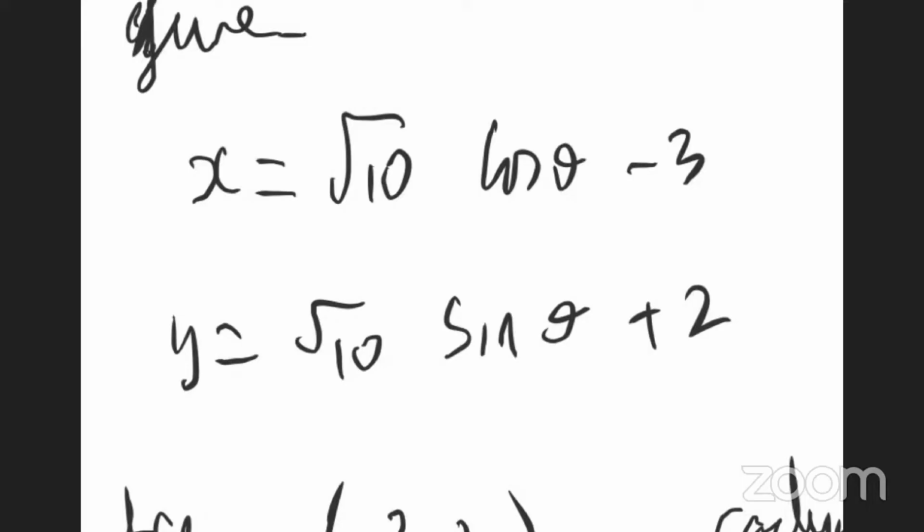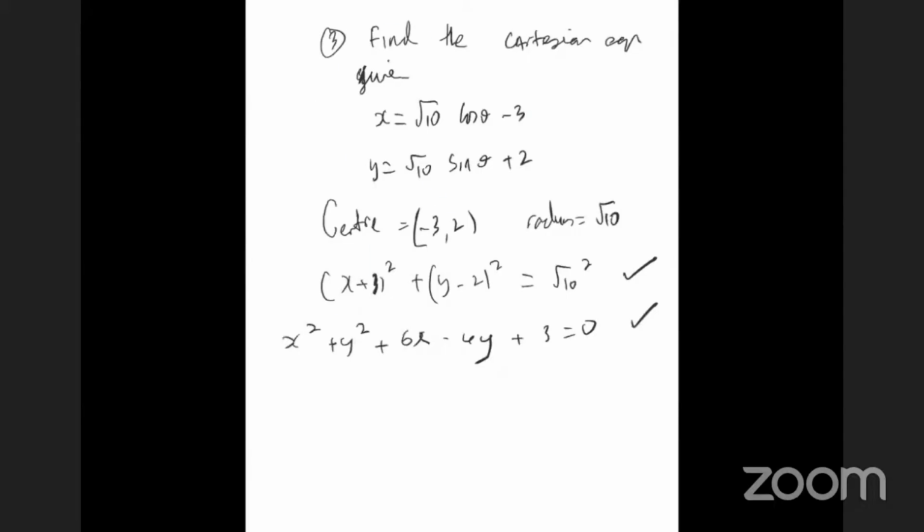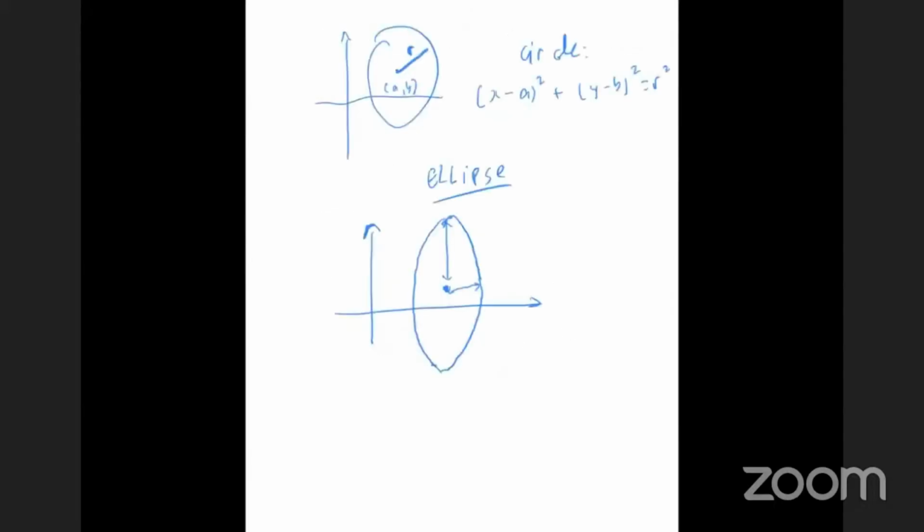Because remember the general form is r cos theta plus a, right? So the radius is this, and what's the center? Center is minus 3, 2. They just rearrange it, okay? Instead of minus 3 plus root 10 cos theta, they have it the other way around. So that is the first thing about this circle.